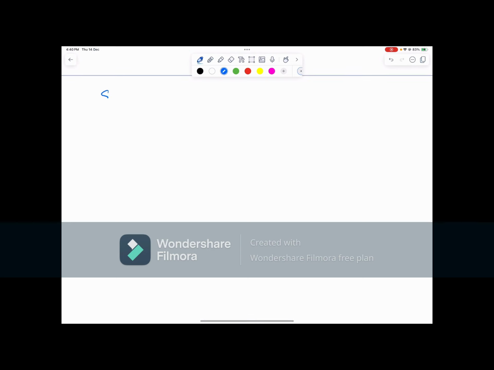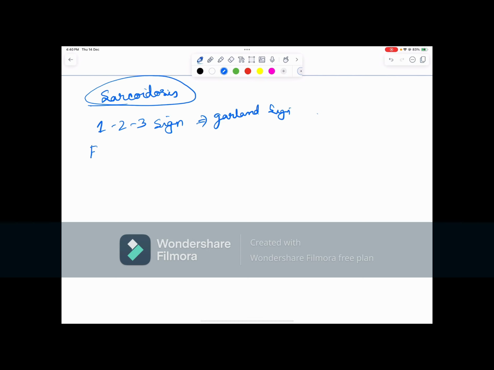Now we move on to the sarcoidosis. Sarcoidosis, remember 1, 2, 3 sign or Garland sign. Now in this we have bilateral hilar and paratracheal lymph nodes. And now we have erythema nodosum. Erythema nodosum is the most common manifestation in sarcoidosis.